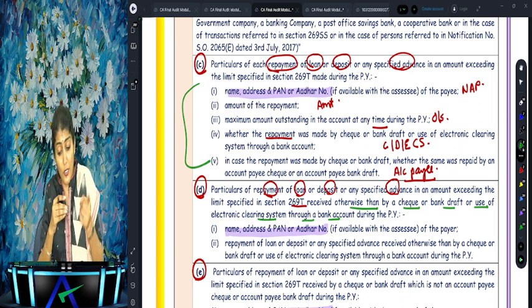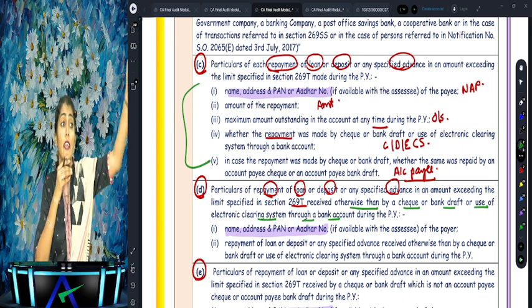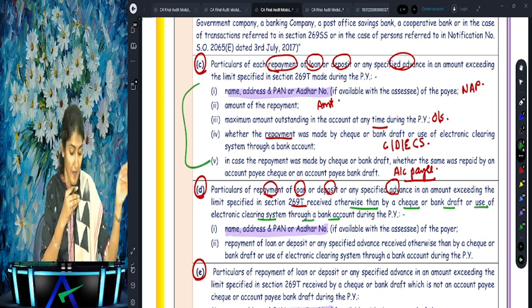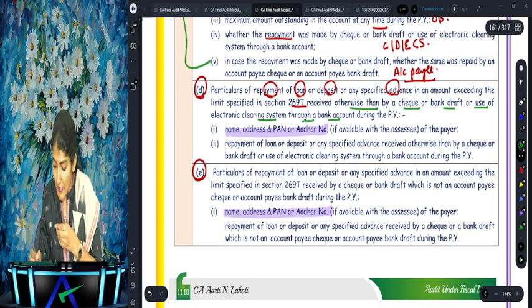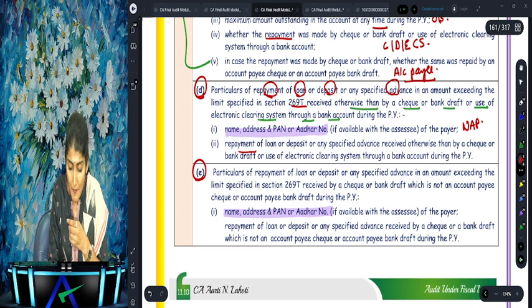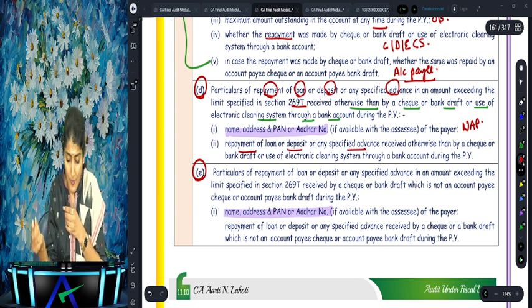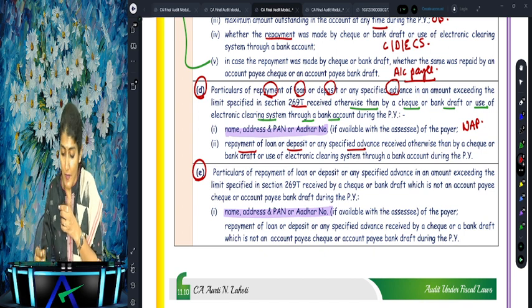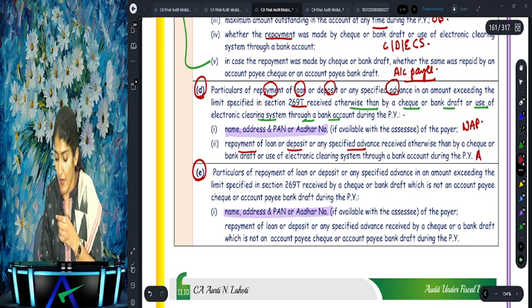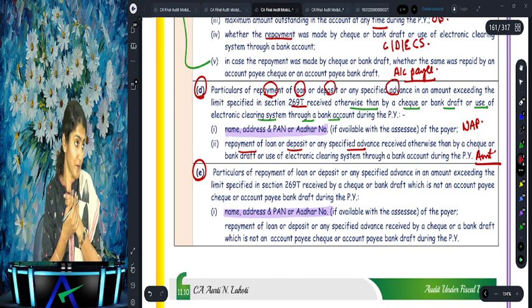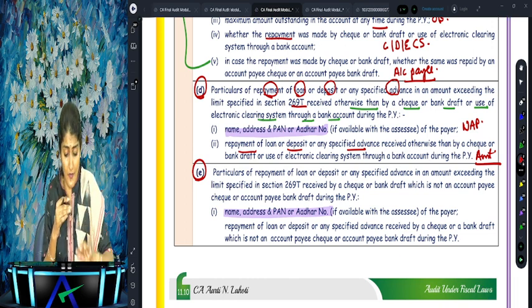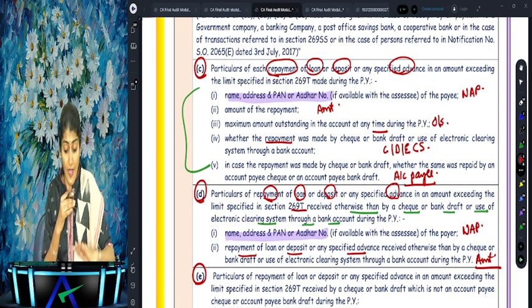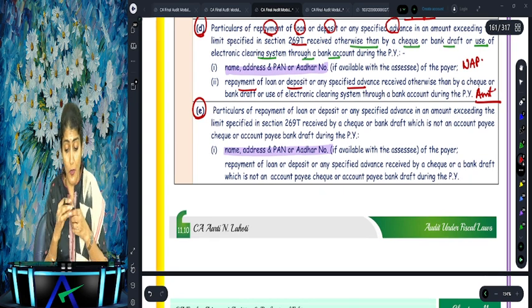Now here, what does it say? Particulars of repayment of those loans which were originally taken by you in cash. Right, so what does it say? Again, the NAP, the name, address and the PAN, and the repayment of the loan, deposit or the specified amount received otherwise than by a check, bank draft or the ECS, right? So again, the repayment, so again, you need to mention the amount. Is it clear to everyone? 31C and 31D, right? And then you have the 31E, which is also talking again about the repayment only.